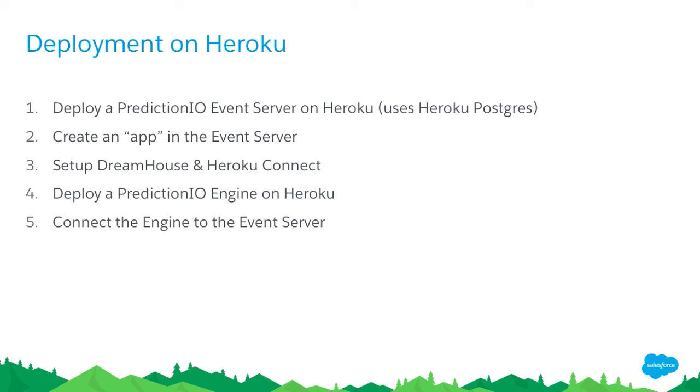But I need to share the database between those two applications. So there are two different applications for PIO. There's the event server application, and there's the engine application. And I want to share the database between them both. So I do that.